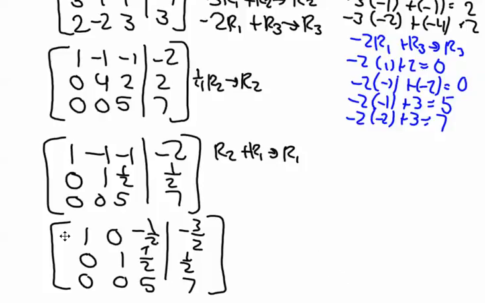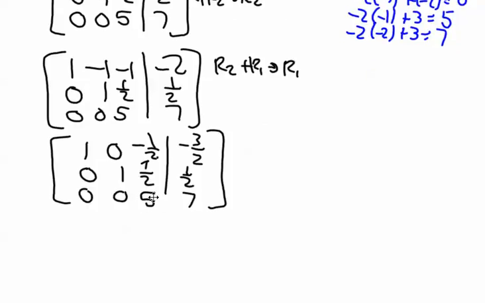0 plus 1 is 1. 1 plus a negative 1 is 0. 1/2 plus negative 1 is negative 1/2. And 1/2 plus a negative 2 is negative 3/2. So now the second column is done. So now let's go to the third column. Okay, this 5 here needs to be a 1. So what am I going to do? I'm going to multiply the third row by 1/5. Okay, so let's put that underneath.